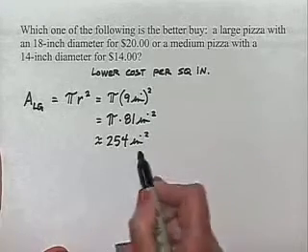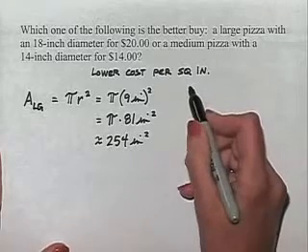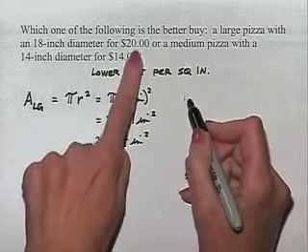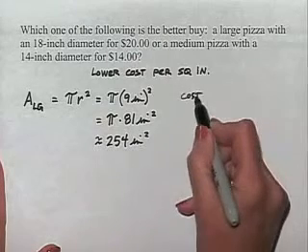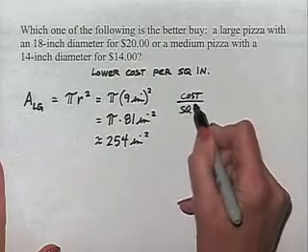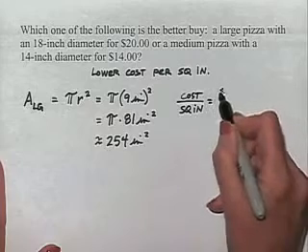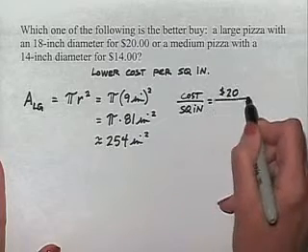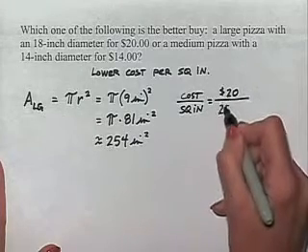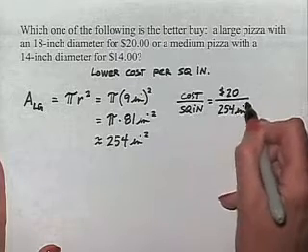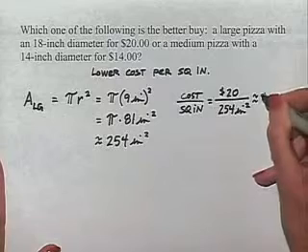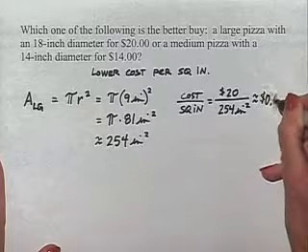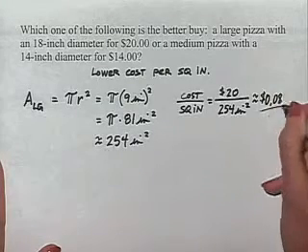Now that we have its area, let's figure out the cost per square inch. The large pizza cost us $20. So the cost per square inch can be found by looking at that fraction where we take $20 and we divide it by 254 square inches. Using a calculator, we come up with an approximate value of 8 cents per square inch.